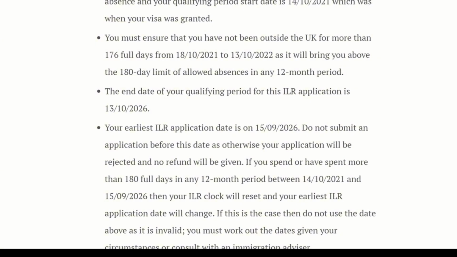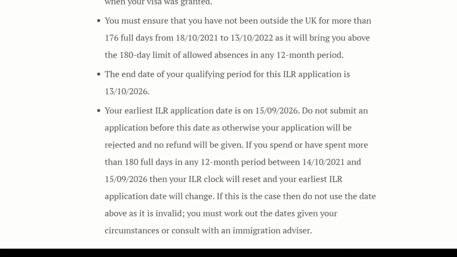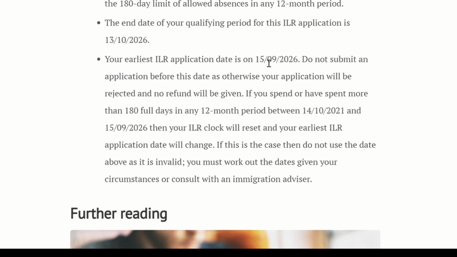It says here that you must ensure that you have not been outside the UK for more than 176 full days from 18th of October 2021 to 13th of October 2022, as it will bring about the 180-day limit of allowed absences in any 12-month period. So guys, you've seen how they calculate it, and it says here that the date of your qualifying period for the ILR application is 13th of October 2026, guys.